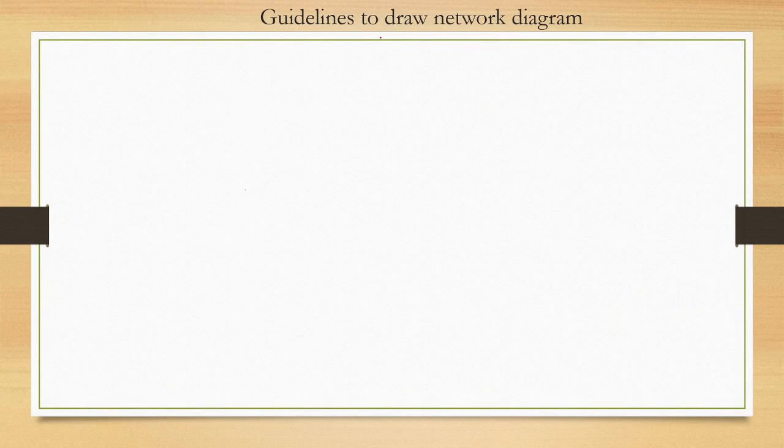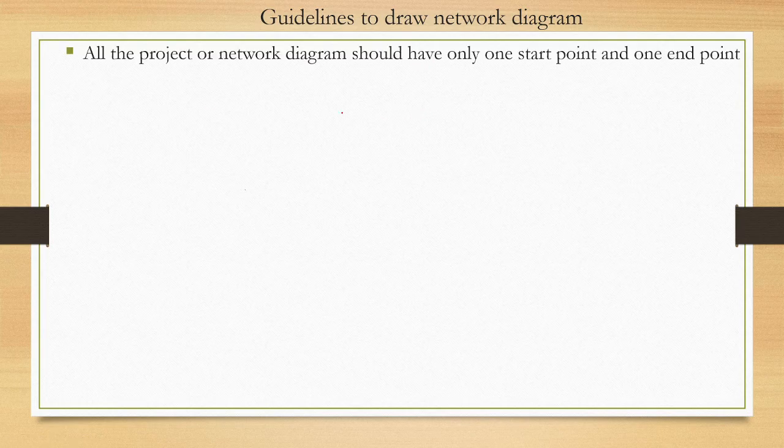Now, to draw this network diagram, we need to follow some guidelines. A project or network diagram should have only one start point and one end point. This is important. When we draw this diagram, we have to keep in mind that there should be only one start point and one end point. Whenever we do any activity, we start at only one point and it should complete at only one finishing point. Arrows should be kept straight.